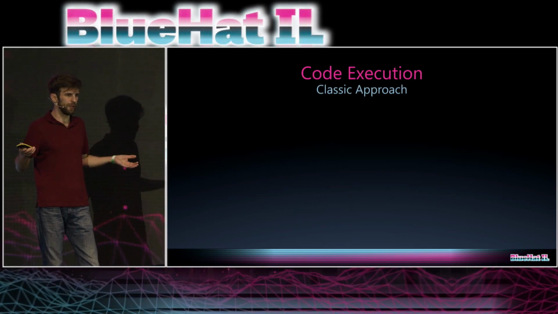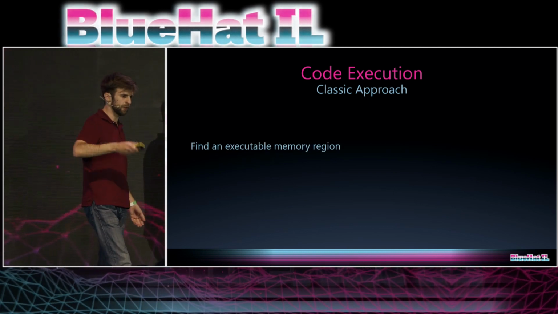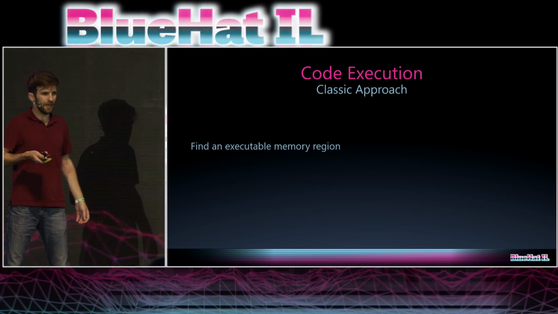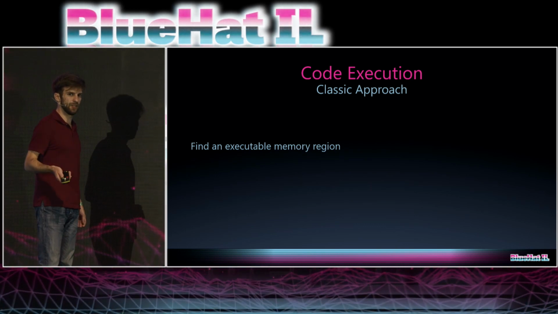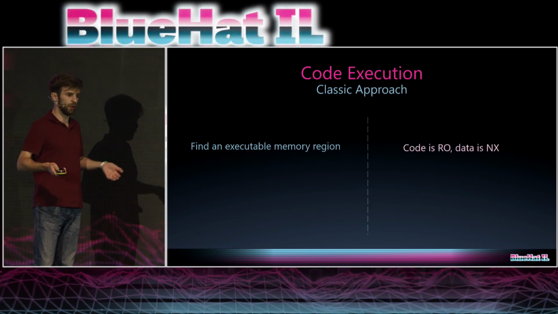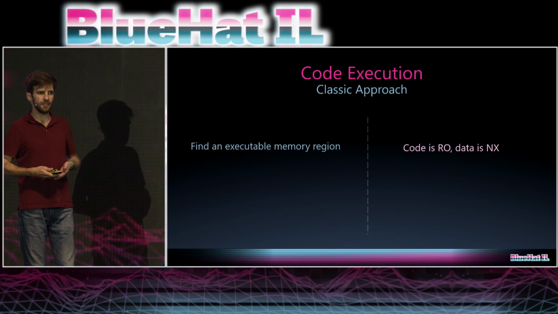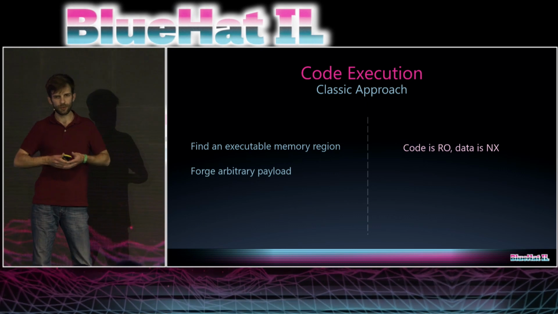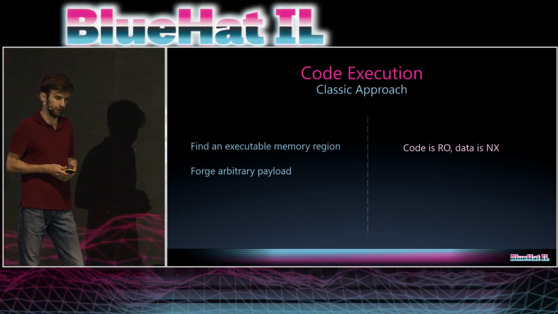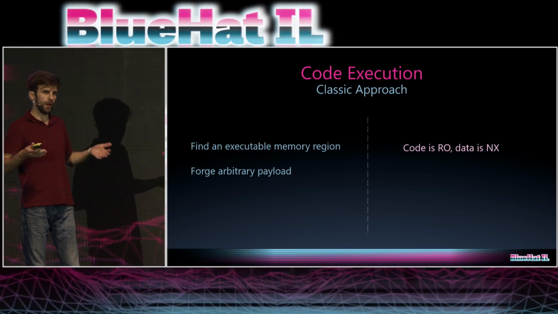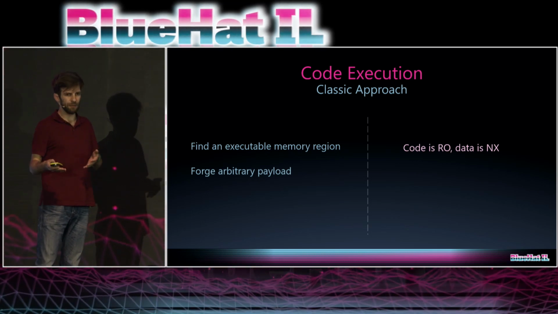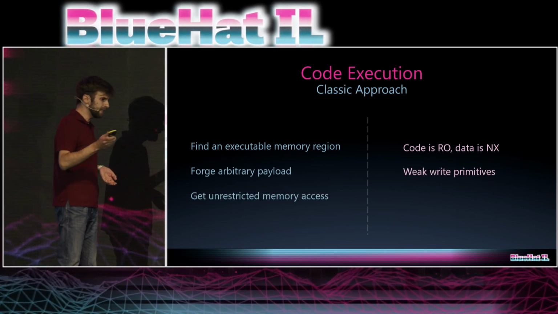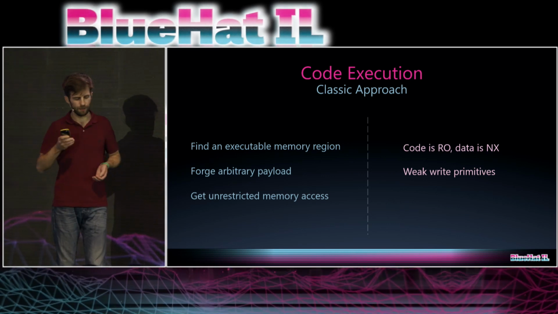So you get a bunch of write primitives. In the classic approach, you would try to find probably an executable memory region. We tried as well, but the SMM has a static page table where all the pages with code are read-only, and all pages containing data are non-executable. In the classic approach, you would try to forge an arbitrary payload. And here, even though we have a few write primitives, their number and variety does not really let us craft anything decent. And lastly, you would strive to get unrestricted memory access.